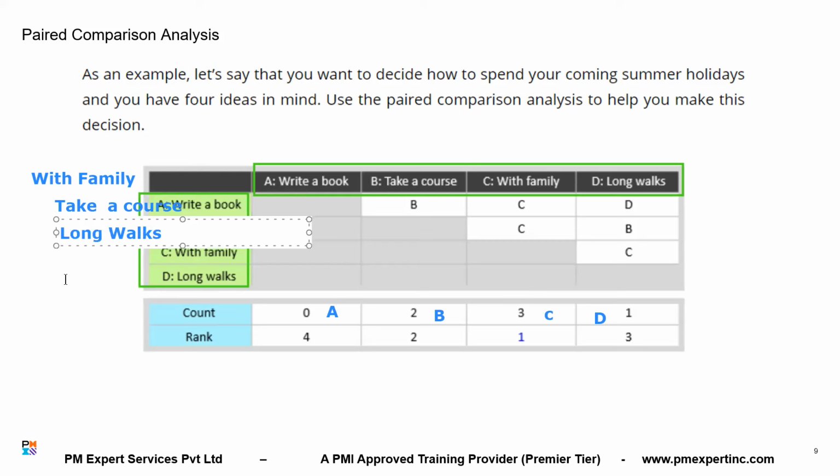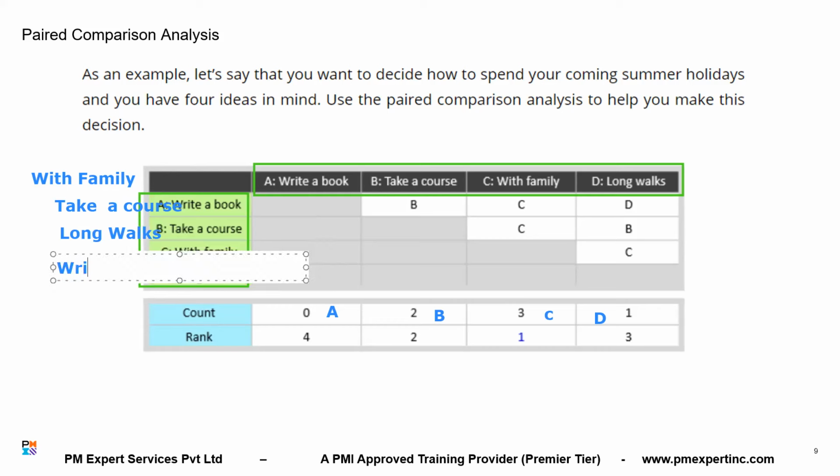And what will be the fourth one? Write a book. Right, write a book. Right, this is how you prioritize the requirements using paired comparison method. This is how you rank the requirements. Is that okay? Now, can we do one more example ourselves?